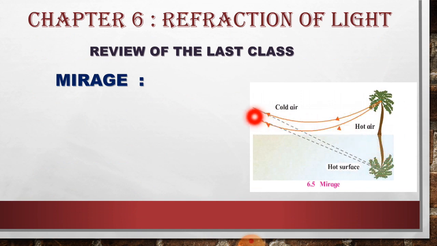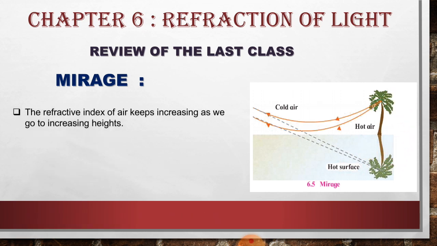So here you have to imagine that you are standing over here, okay, and when you look towards the hot surface, when you look over here below the hot surface, you will see an image of the plant, but in actual the plant is not here, the plant is over here. Okay, so why does this happen, let's see.